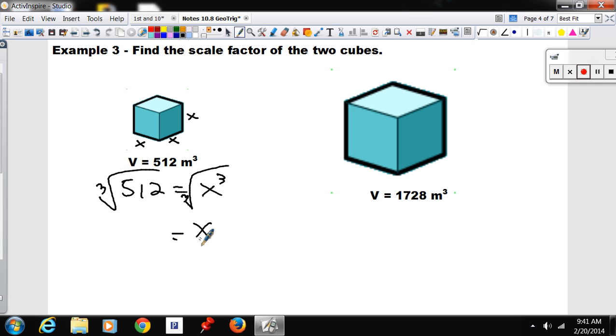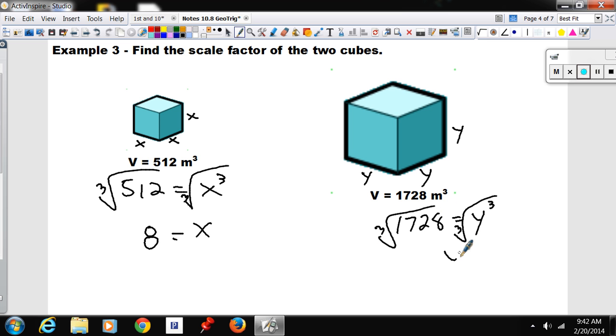And if you do it in your calculator, you put the 3 in first, then you hit that little button with the square root and the x there, and you put in the 512, you should end up getting 8. 8 times 8 times 8 comes out to be 512. So that would be your side length for the first cube. Let's say that these are all y's right here. So that means 1728 equals y cubed. That's how they got the 1728, is they did y times y times y right here. So again, we're going to do the cube root. And you're going to end up with y equals 12. 12 times 12, 144 times 12 would be 1728.